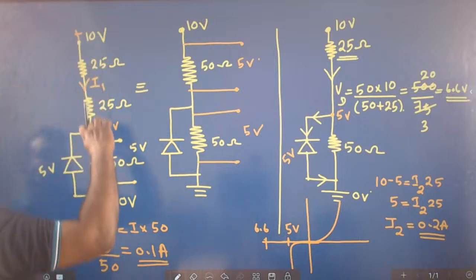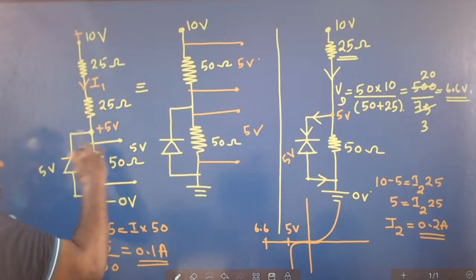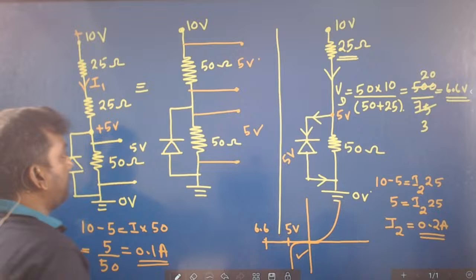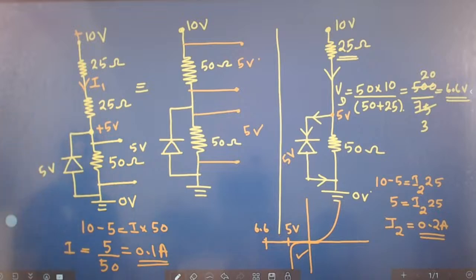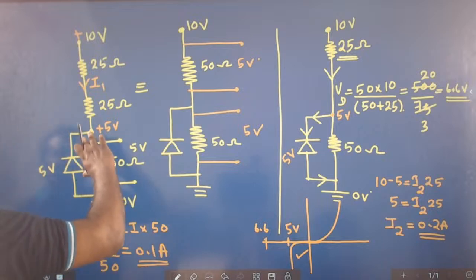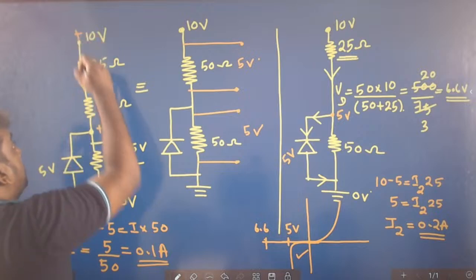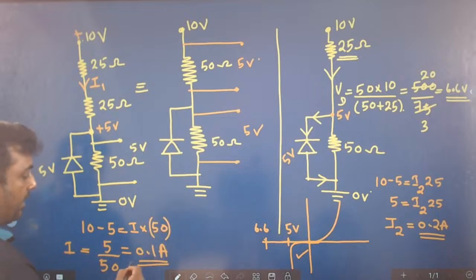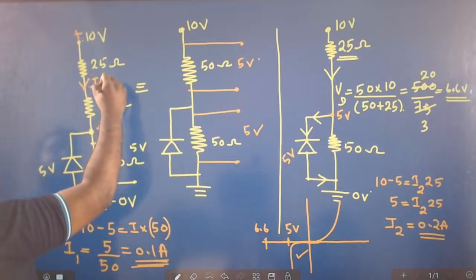Here 25, 50. 50 means 5 volt. 5 volt means breakdown has taken place. So the voltage across the diode is 5 volt. Right, done. So the voltage here is 5 volt, meaning 0 to 5. The voltage difference here is 5. Resistance is 50, so 5 divided by 50. Current you can find.